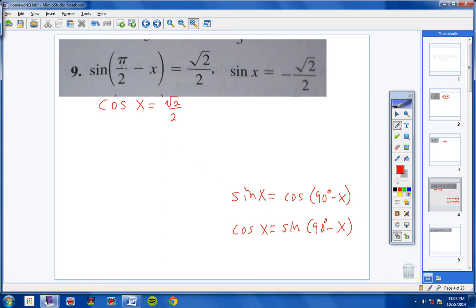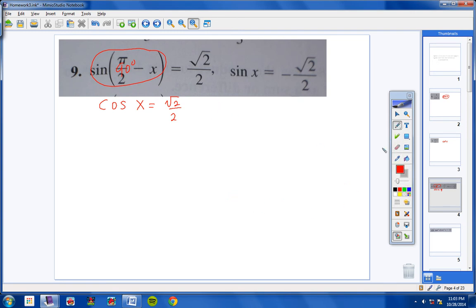Notice right here we have sine of 90 minus x. So in place of this, I can put cosine of x. Okay, so what we have is cosine and sine. So what we have to figure out then is tangent, cosecant, secant, and cotangent. Okay, so let's go ahead and do this. It should be pretty simple.